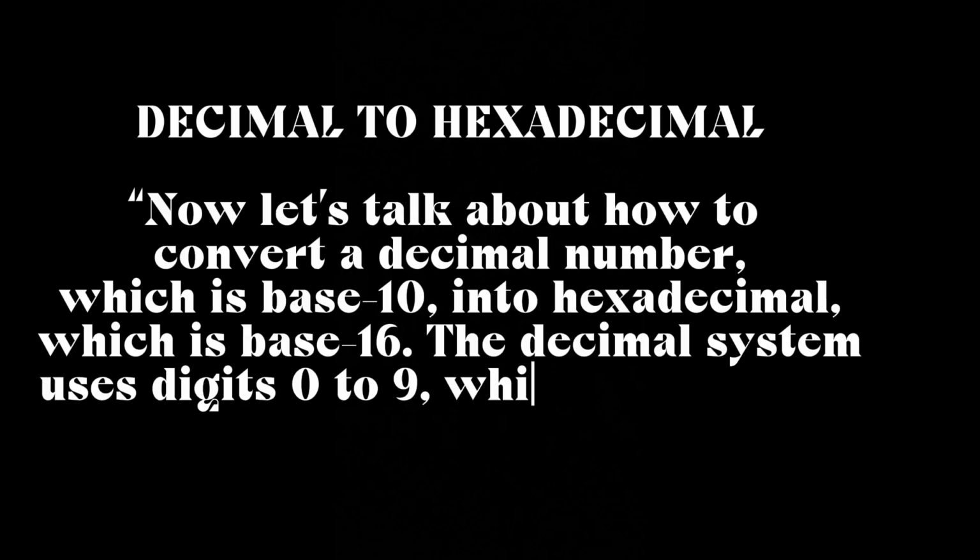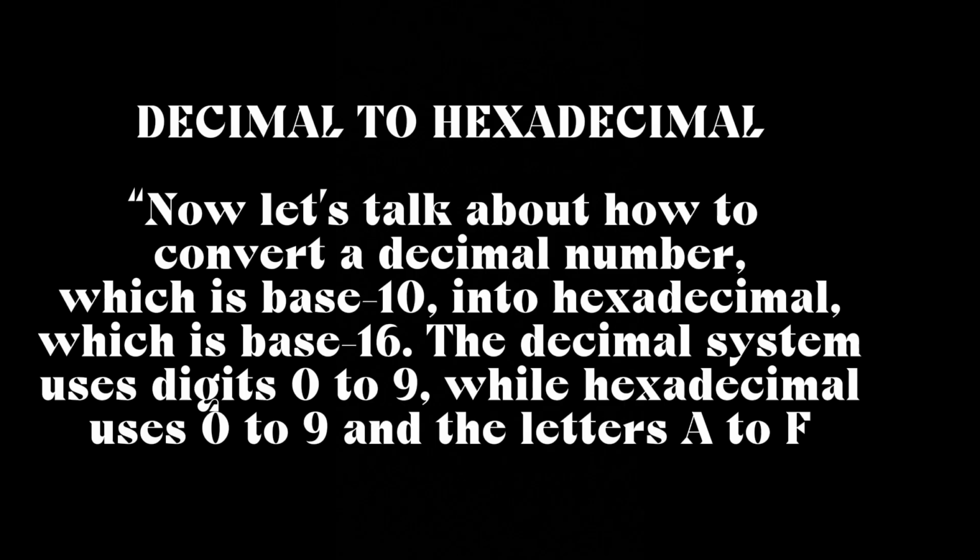Next, decimal to hexadecimal conversion. Now, let's talk about how to convert a decimal number, which is base 10, into hexadecimal, which is base 16. The decimal system uses digits 0 to 9, while hexadecimal uses 0 to 9 and the letters A to F.